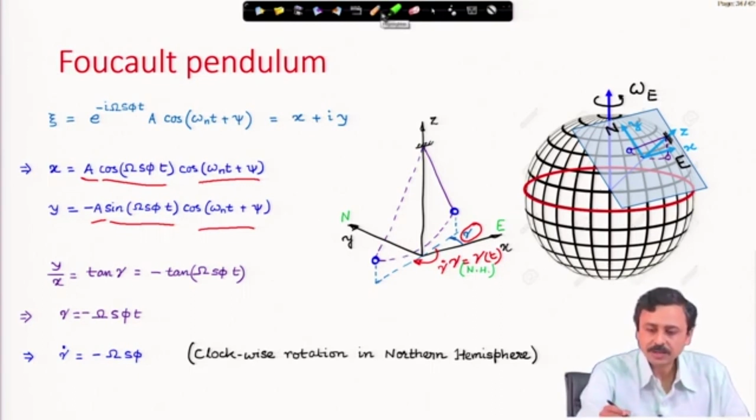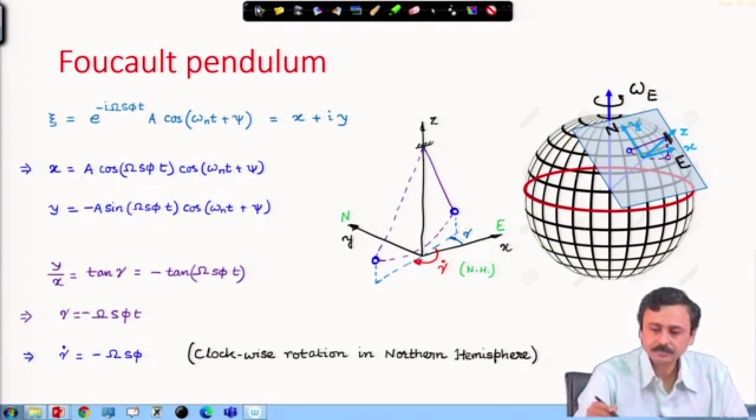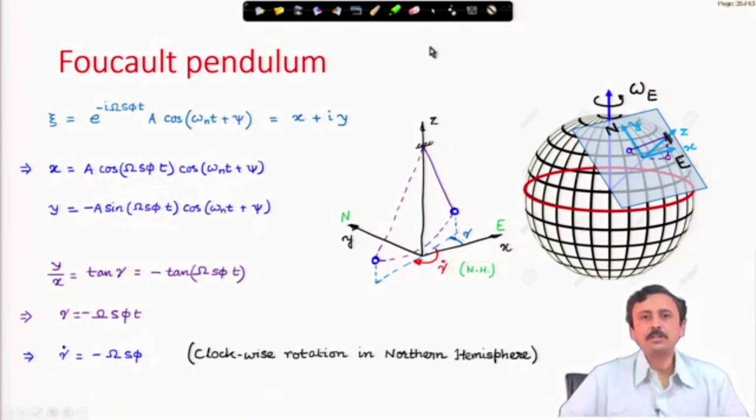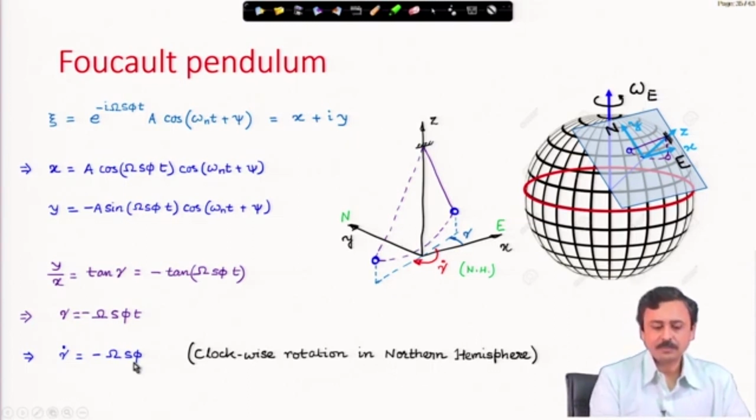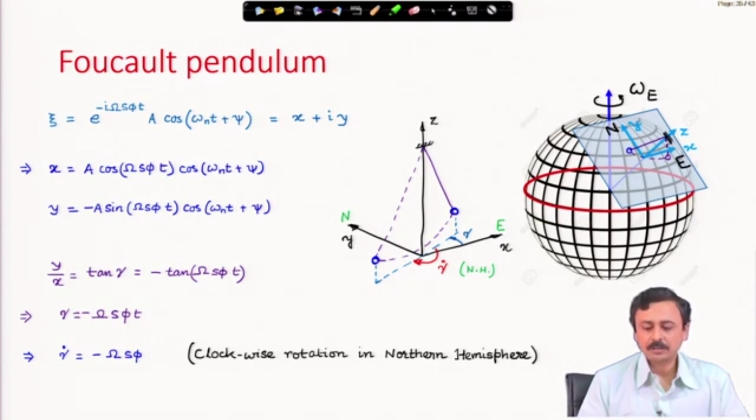I have shown this here. Gamma dot is negative, therefore this rotation is clockwise as seen from the top, and this is in the northern hemisphere, where phi is positive. In the northern hemisphere, phi is positive, therefore your direction of rotation is clockwise, whereas in the southern hemisphere, phi is negative, therefore the rotation becomes counterclockwise as seen from the top.